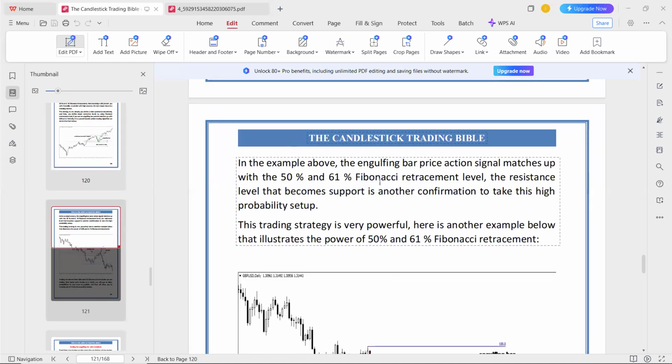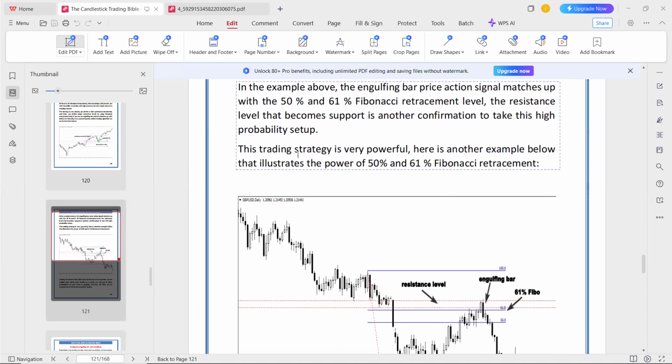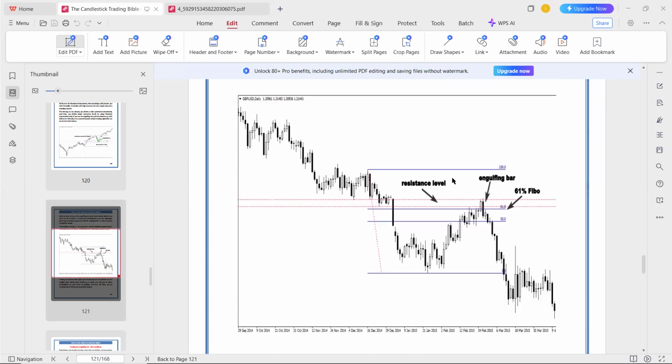In the example above, the engulfing bar price action signal matches up with the 50% and 61% Fibonacci retracement level. The resistance level that becomes support is another confirmation to take this high probability setup. This trading strategy is very powerful. Here's another example below that illustrates the power of the 50% and 61% Fib retracement.